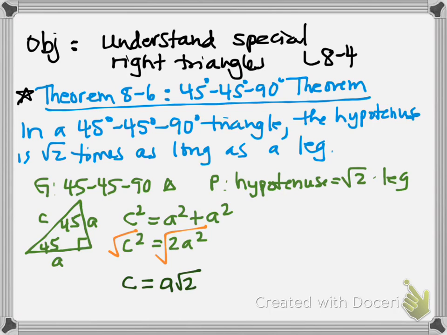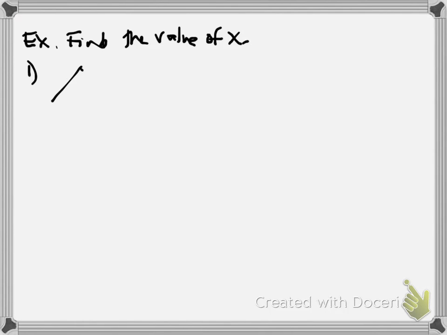All right, so let's apply. Find the value of x. So remember what I've been talking about since the beginning about theorems. Theorems just give me a faster way of solving things. I can use Pythagorean theorem every time on these, and that's fine. Or knowing this pattern, I can get to the answer much faster. Okay? So we're going to do 2 examples.